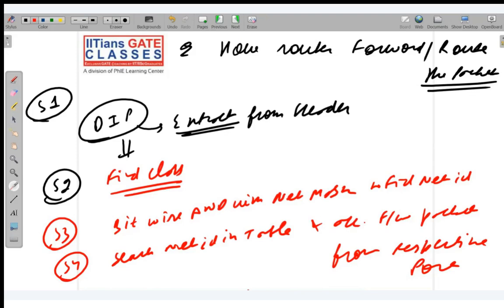So search the net ID in the table and accordingly forward the packet from the respective port. This is the rough idea. Slowly I will change it. Slowly I will build the concept. It's just like I told you: I will first make the face, then the eyes, then the nose, and then the mouth, and then you will say, okay, the picture is completed. So slowly we will build the concept intuitively. Okay, so take the snapshot. Then I will jump to the next slide. Done, sir.